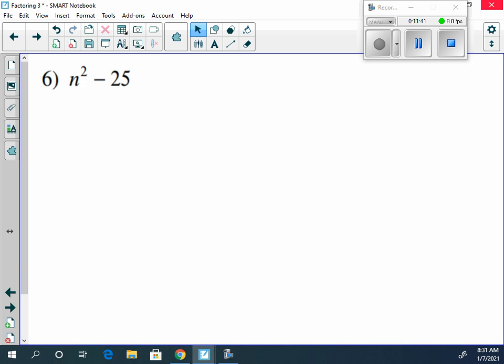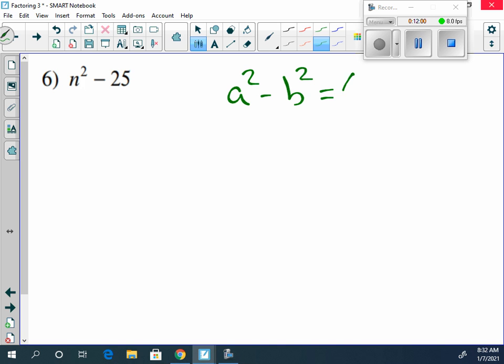Now when we covered this in the fall, I said these types, the difference of perfect squares, are probably going to become your favorite to factor out of all of them. Because for the difference of perfect squares, a squared minus b squared, when I have two things that are squared and they're being subtracted, it factors every single time to a minus b times a plus b.